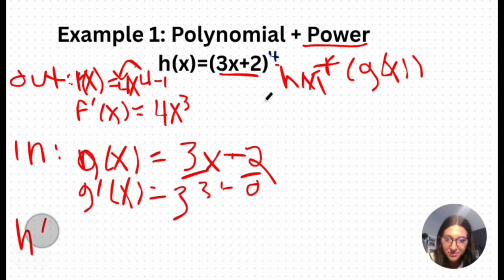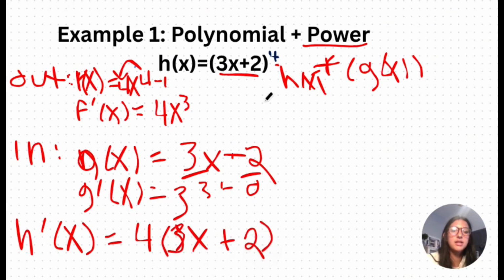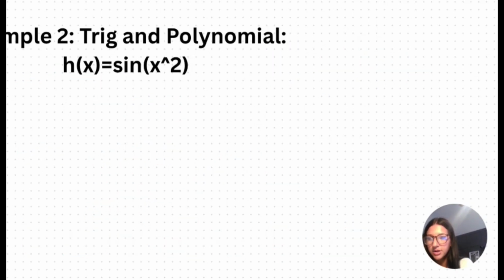So we have h prime of x is equal to, let's derive the outside first. Using the power rule, 4 times 3x plus 2 to the power of 3, and then that's going to be multiplied by the derivative of our inside function, which we know is just 3. So here is our final product for the derivative using the power rule in a polynomial. Okay, so here we are with another example.